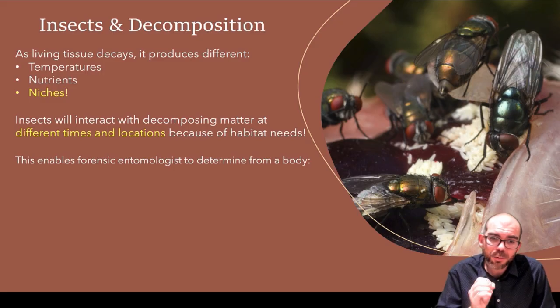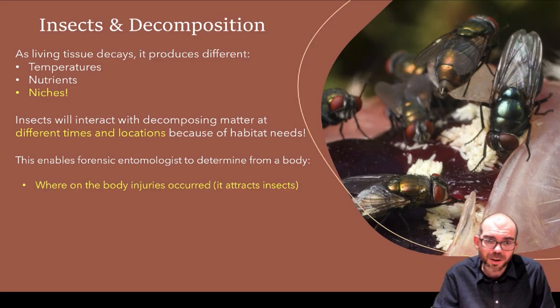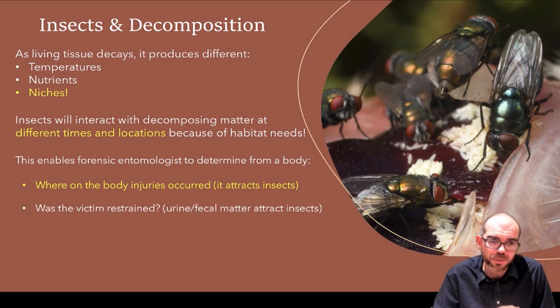This is going to enable forensic investigators to determine where on the body injuries may have occurred. Insects are likely to be attracted to an injury because it's exposing tissues and fluids that they'll use to reproduce. And you can determine if a victim was restrained. When you're restrained for a long period of time, your body's likely going to have urine or fecal matter on it. Those are 2 substances that certain insects are attracted to, something we can track.